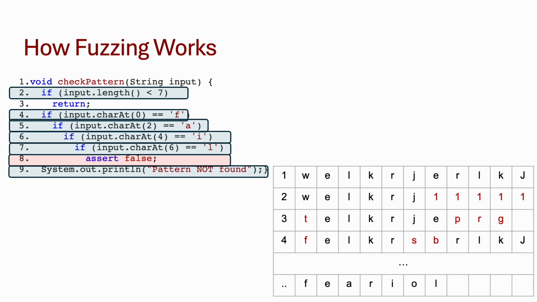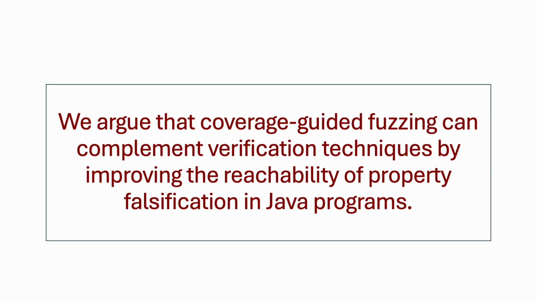So the fuzzer can keep doing that, trying to mutate pieces, determining interesting inputs and mutating them. At some point, it can reach that assertion failure at line 8. So in this work, we argue that coverage-guided fuzzing can really complement the verification technique, and it can help us improve the reachability of the falsification, and thus help us iterate to improve the program and our understanding of the property that we want to prove over our program.